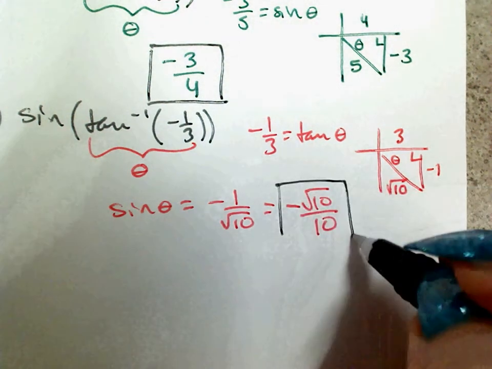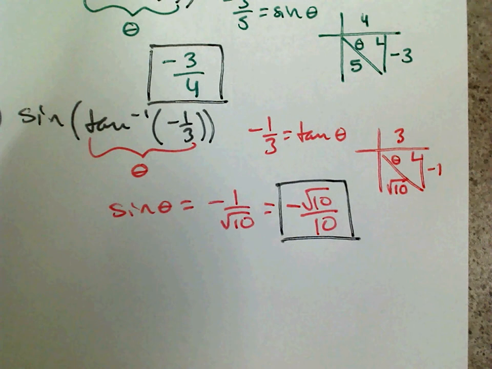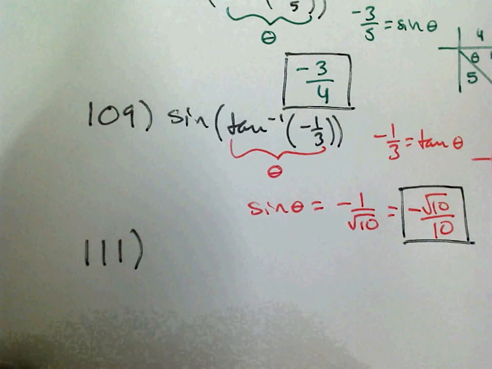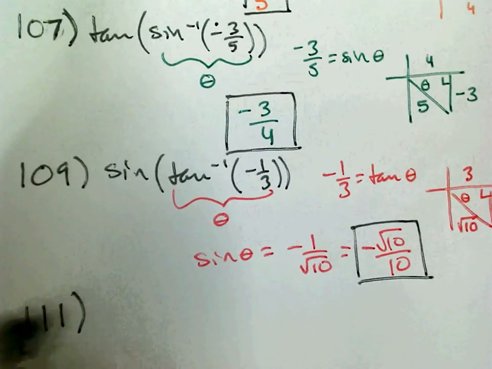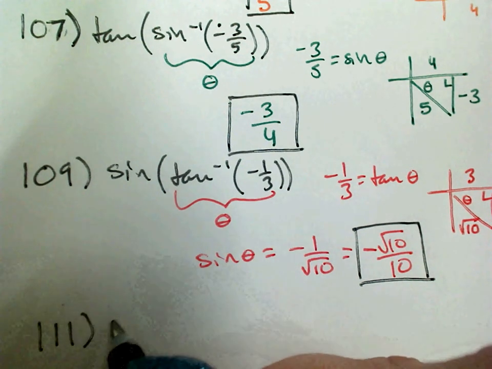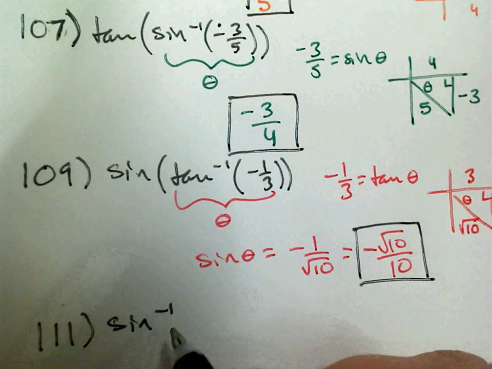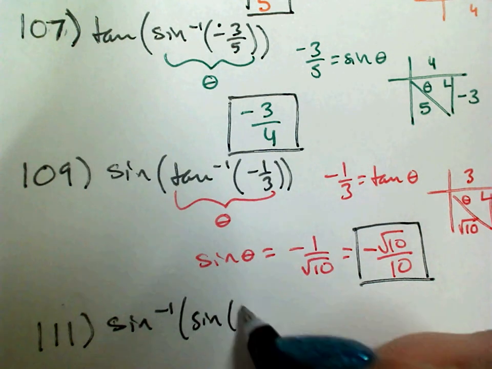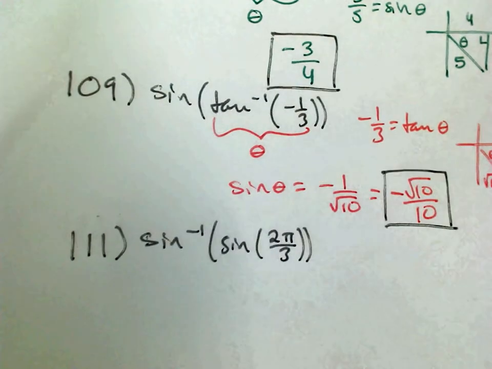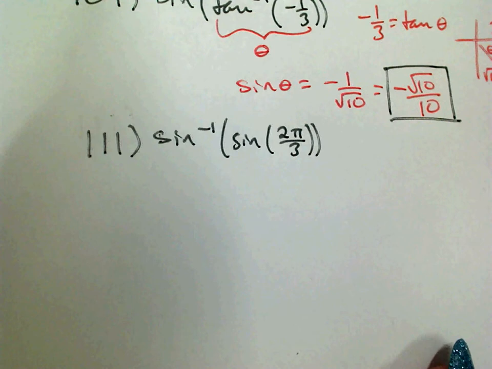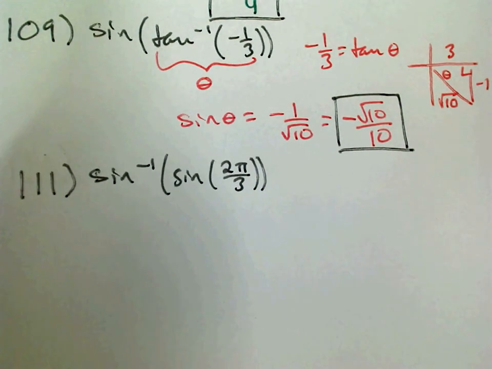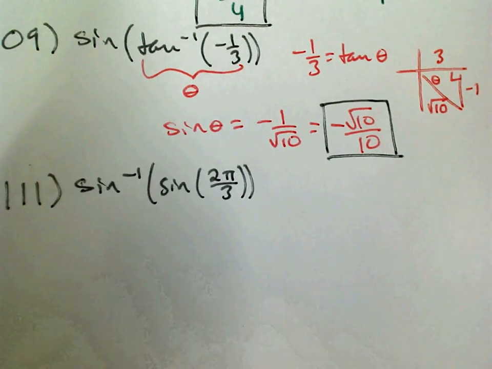And then 111. So we're supposed to find sine inverse of sine of 2 pi over 3. So in a case like this, it's tempting to cancel them out because they're sine inverse of sine, they're inverse operations, but 2 pi over 3 is outside the window for which sine inverse will equal.